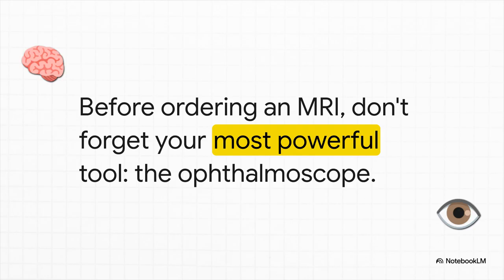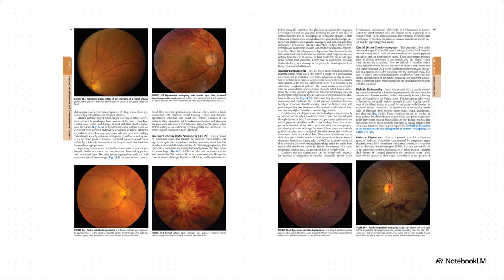Before you even think about ordering an MRI, you have to remember your most powerful tool might be the one you've got in your pocket. The ophthalmoscope lets you look directly at the retina and the optic nerve, and sometimes the answer is just right there waiting for you. And wow, what a view it is.